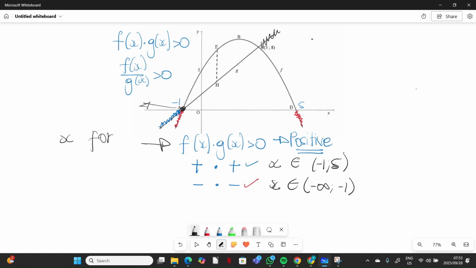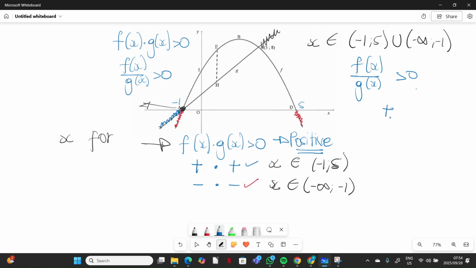And your answer here would be that x is an element of (-1, 5) union (negative infinity, -1). That's how you do it. Then same thing here. If your question is given in this manner, where they ask for f of x divided by g of x, you know that for this to be positive, either f of x has to be positive and g of x has to be positive, or they both have to be negative. So that's how you determine these ones.